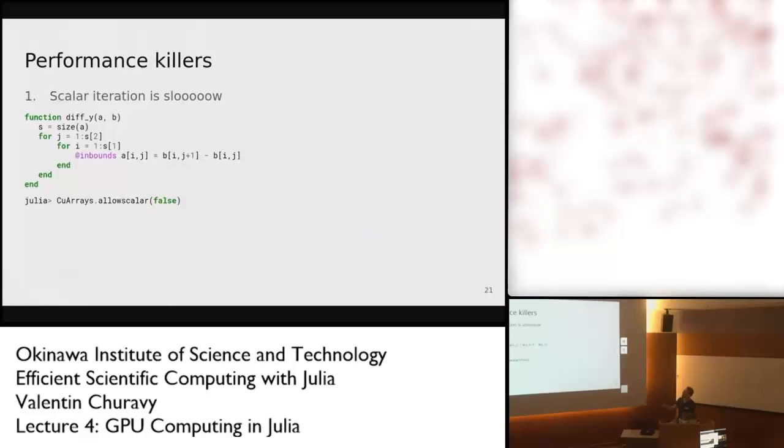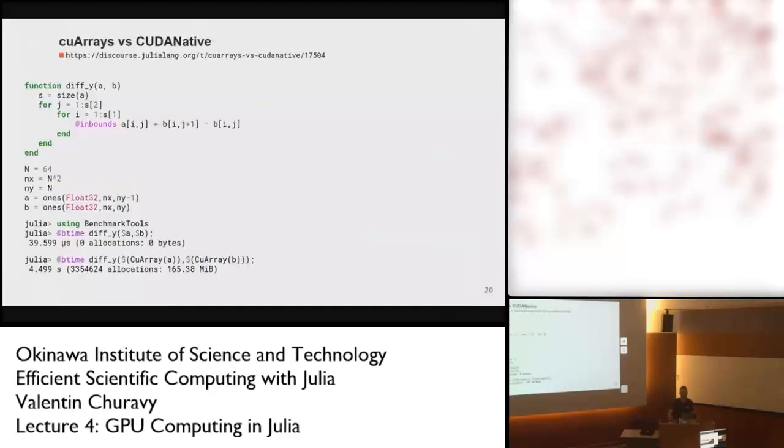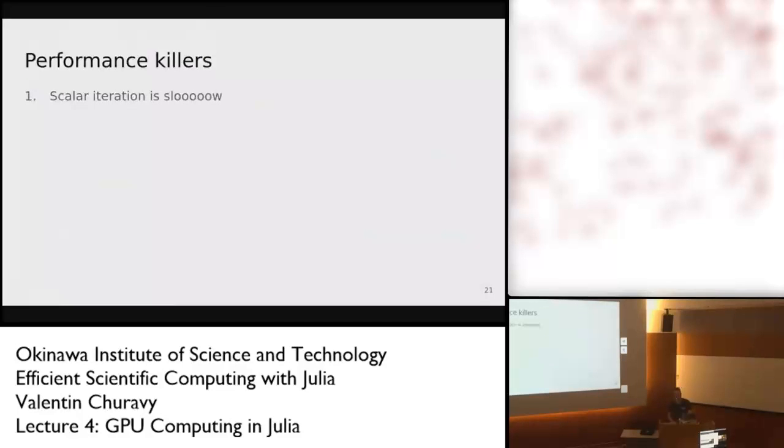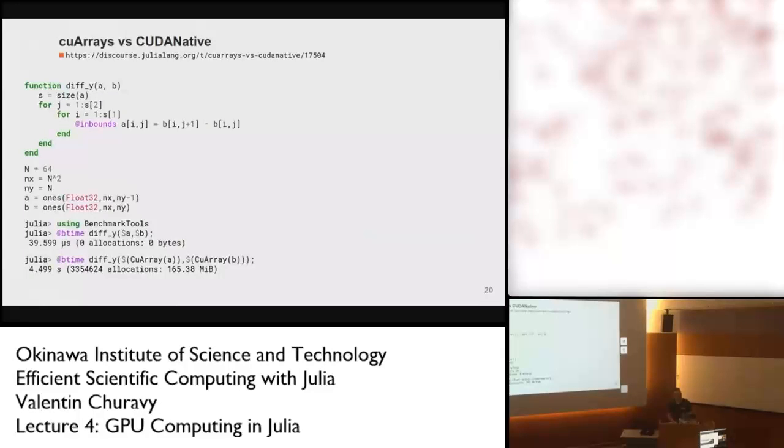Every axis, this axis, this axis, and this axis. So here, B is a CuArray and A is a CuArray. So the memory is on the GPU. But yes, it's very dumb. So you do it this way because you didn't know better.